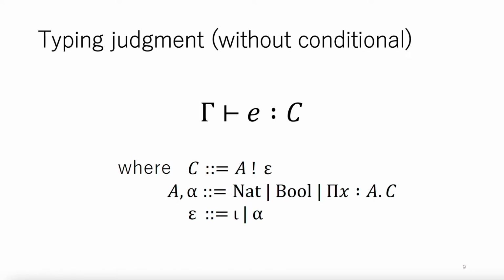In the type system of this language, we use a typing judgment consisting of a typing environment gamma, a term E, and a computation type C. A computation type is a pair of a value type and an effect, which is either iota, meaning that the term is pure, or a value type alpha, meaning that the term may capture a continuation whose return type is alpha. Using this typing judgment, we define typing rules in a way that they assign precise effects to terms.